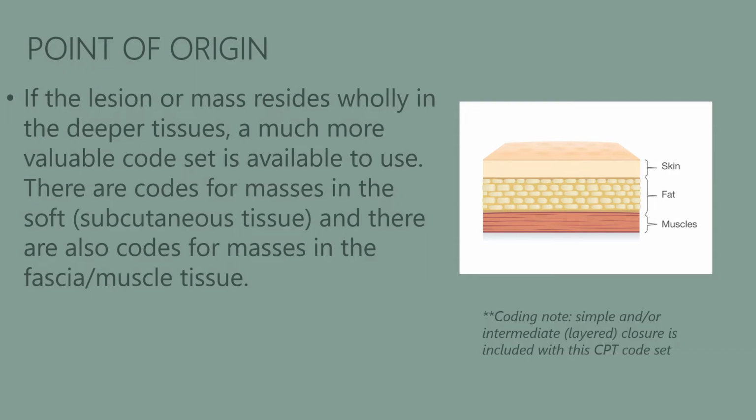For masses that reside wholly in the deeper tissues, there is another code set to use. There's a code set for masses in the soft subcutaneous tissue, and then there's a separate code set for masses in the fascia or the muscle tissue. In this code set, the simple and/or intermediate closure is included.